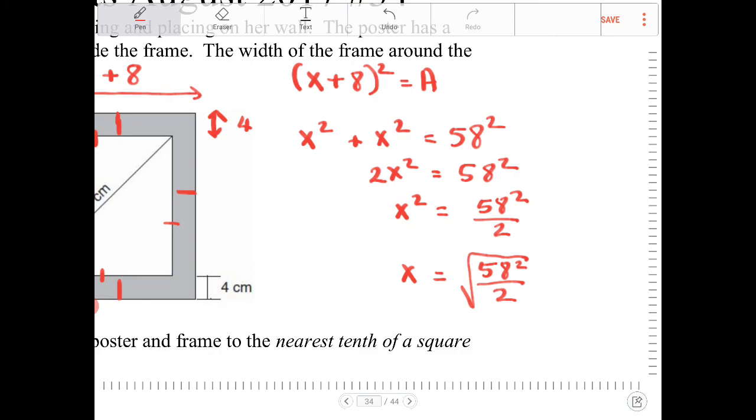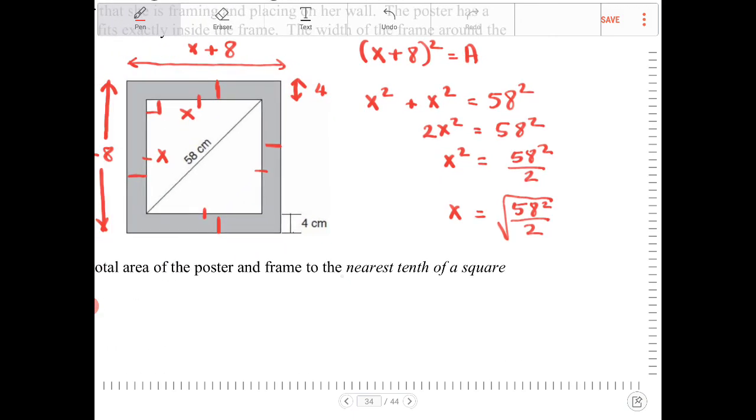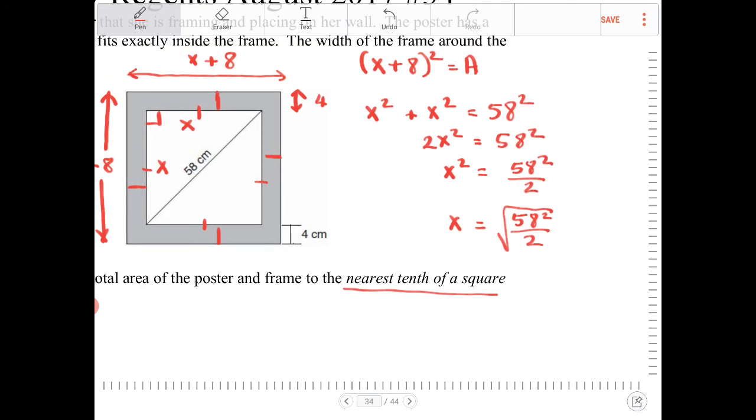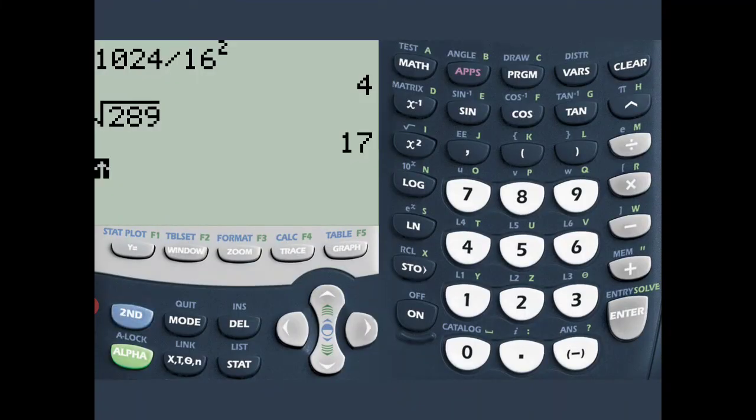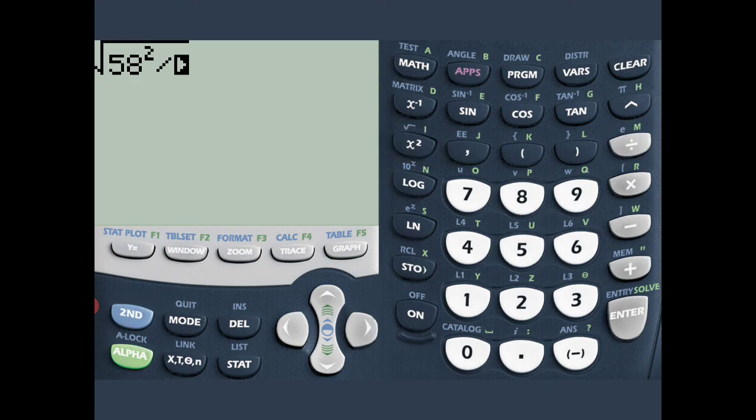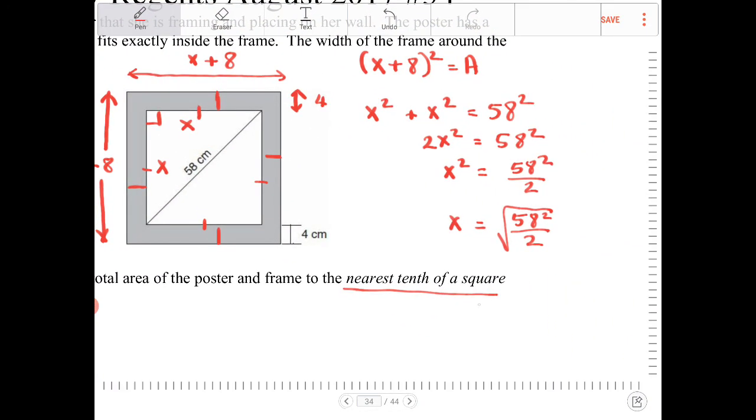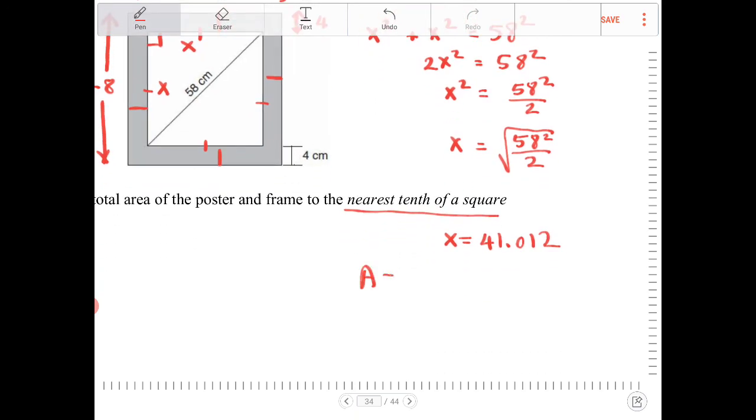Let's punch that into the calculator since we have to round our answers at the end anyway, but I'm not going to round in the intermediate step. So x is the square root of 58 squared divided by 2, and that will give me 41.012. So x is equal to 41.012.